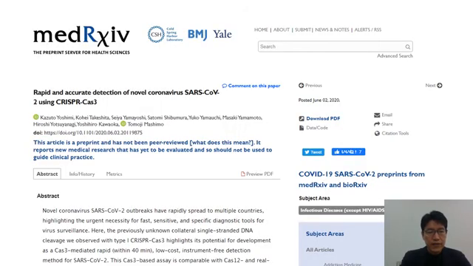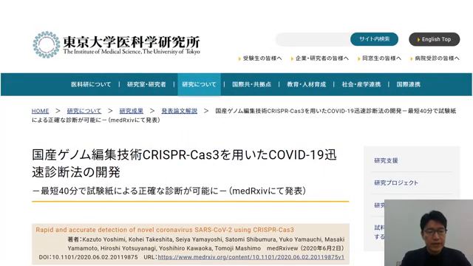For those data, we have already reported a preprint at bioRxiv. You can read it on the website, and it was released from the homepage of the University of Tokyo, as you can see here.